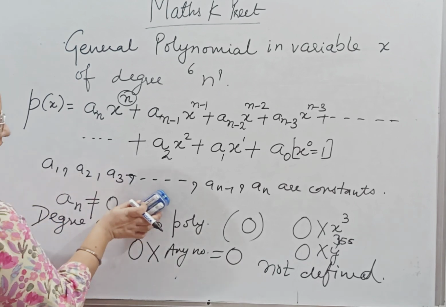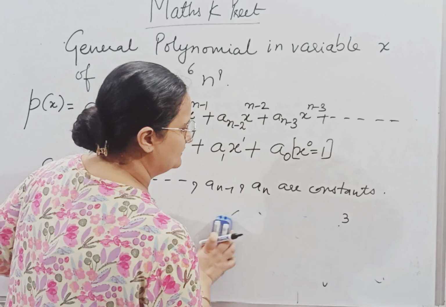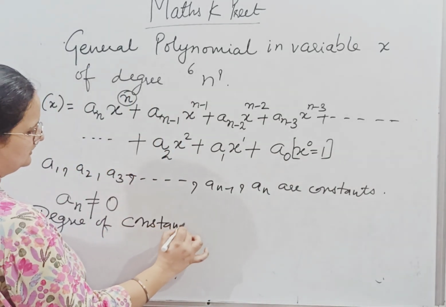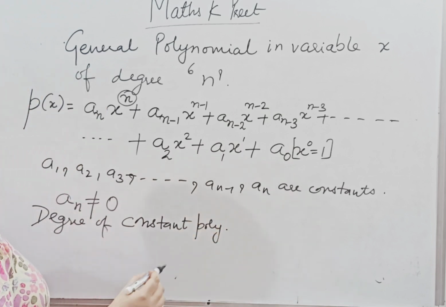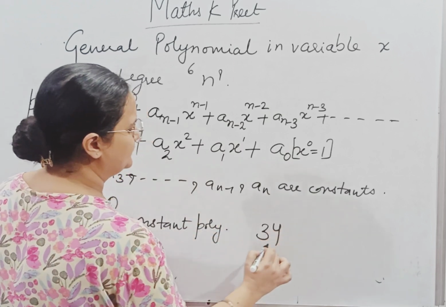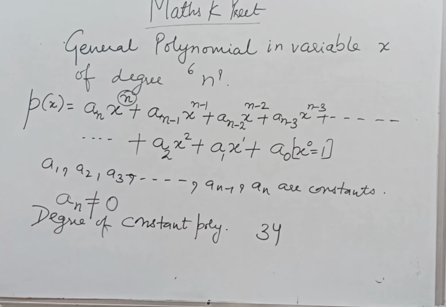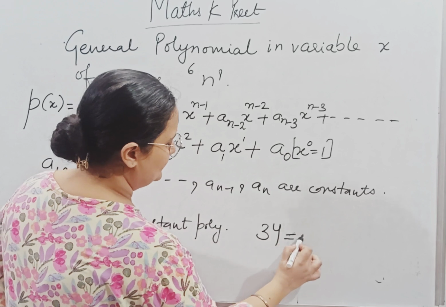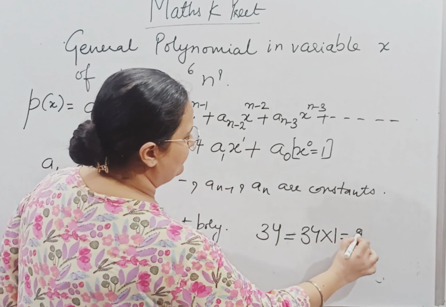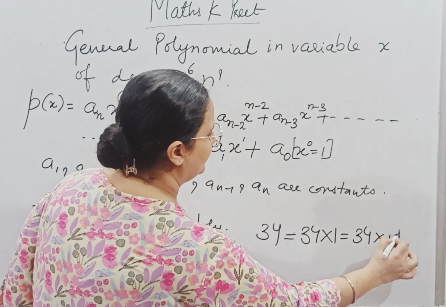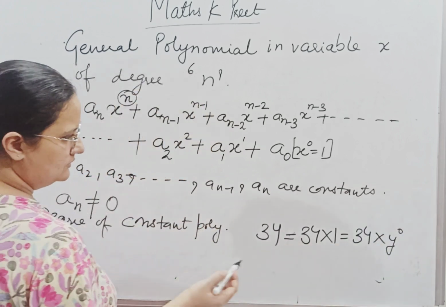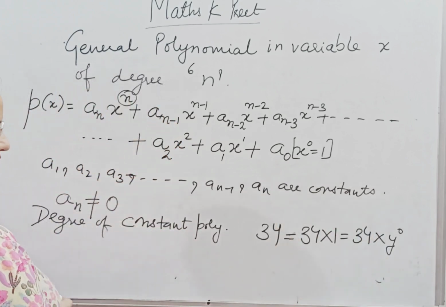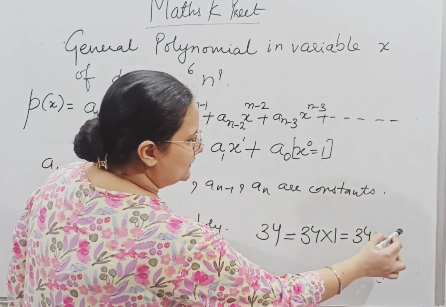Next, see the degree of a constant polynomial. What is a constant polynomial? Any constant creates a constant polynomial. Say if I am taking 34 and I have to write degree of it. Say this is a polynomial in y. So 34 can be written as 34 into 1, which can be further written as 34 into y raised to power 0, because any number raised to power 0 is 1. So any variable raised to power 0 is also 1. So degree is what here?